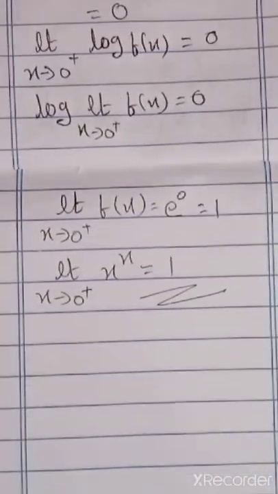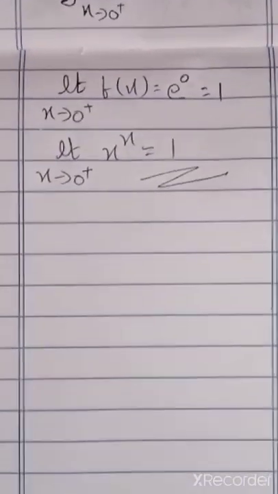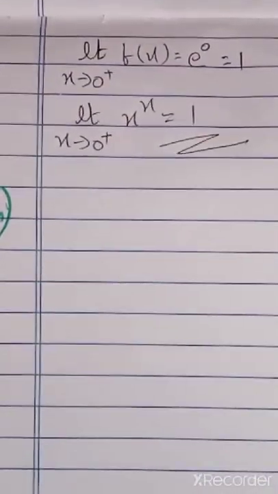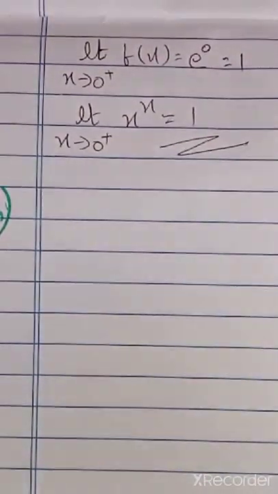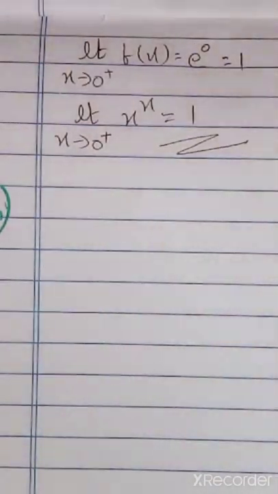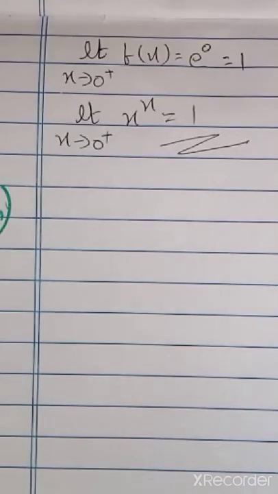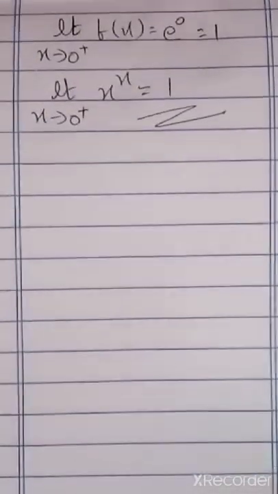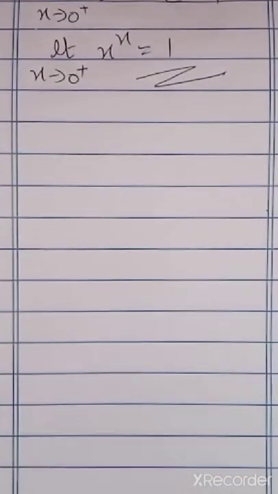So if you have power, then what you have to do? You have to take log on both sides, then you have to simplify, you will get the answer. Okay, now we can see the next question. Ninth one.